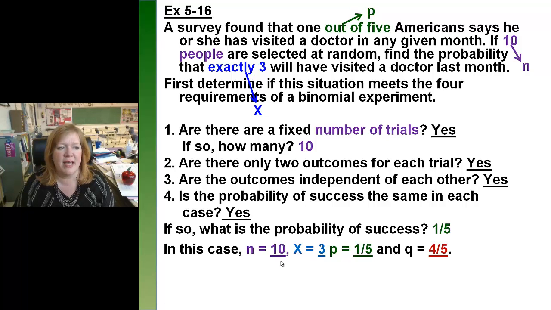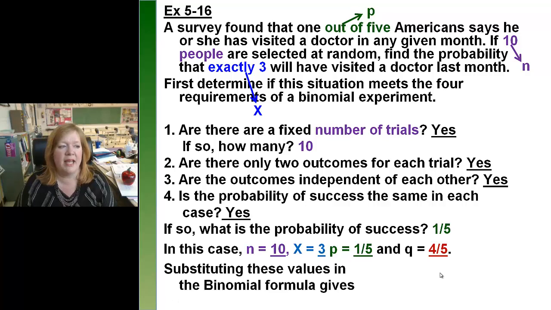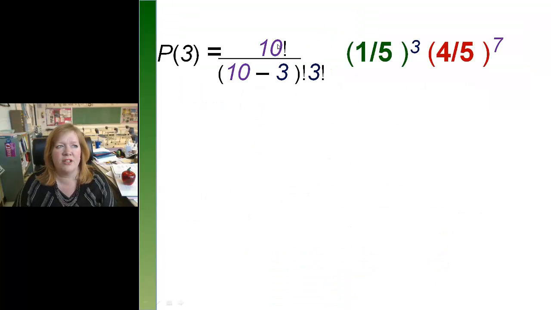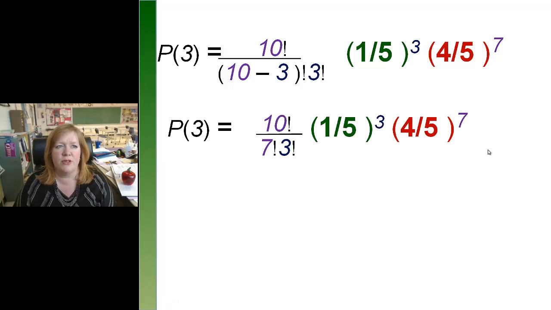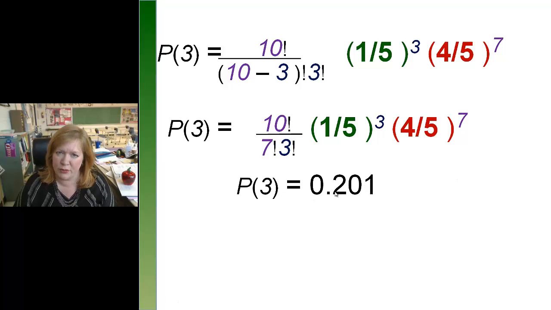So in this case, n is going to be 10, x is going to be 3, p is going to be 1/5, and q is going to be 4/5. Let's plug it and chug it. 10 factorial over 7 factorial times 3 factorial, 1/5 to the 3rd, 4/5 to the 7th. When you get that done, the probability that exactly 3 people visited the doctor will be 0.201.